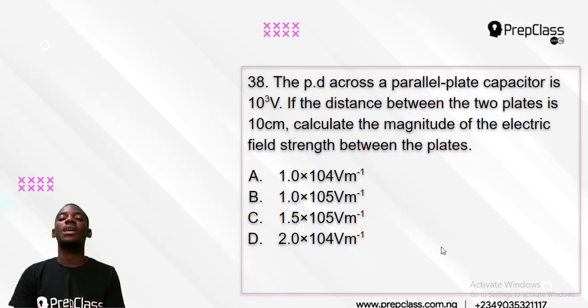The potential difference across a parallel plate capacitor is 10 to the power 3 volts. If the distance between the two plates is 10 centimeters, calculate the magnitude of the electric field strength between the plates. Now when you hear the word electric field strength, it has a formula under electric field. Now do you remember the formula? Now if you don't remember, I'll remind you.